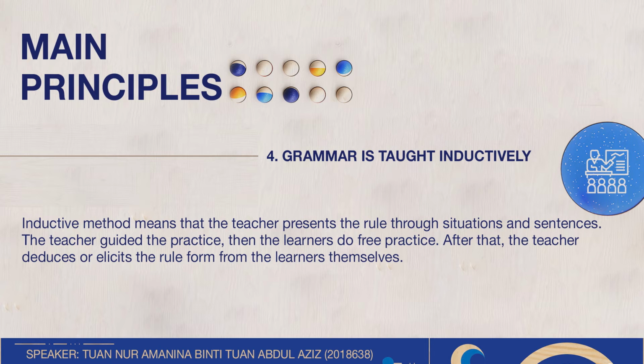Number 4, grammar is taught inductively. The inductive method means that the teacher presents the rule through situations and sentences. The teacher guides the practice, then the learners do free practice. After that, the teacher deduces or elicits the rule from the learners themselves.